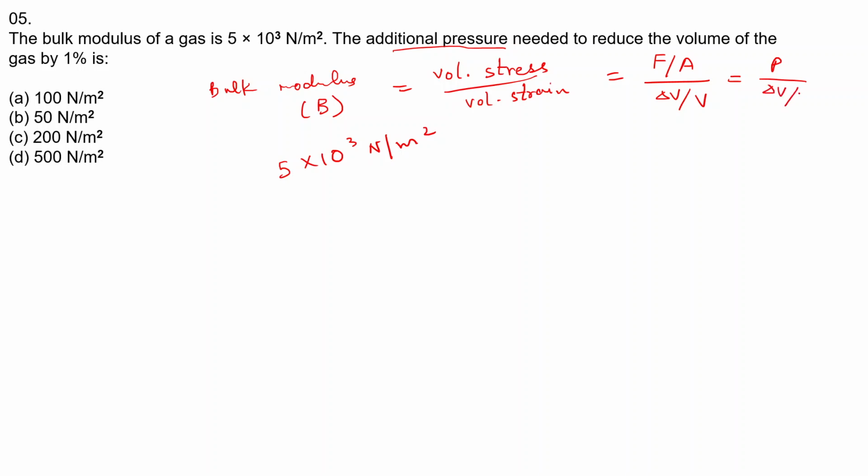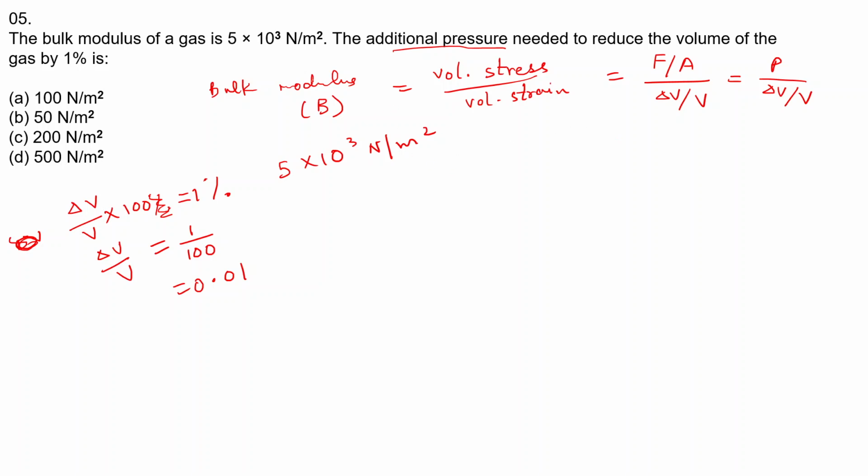So force per unit area is the pressure that we need to find out, and we have been given that the volume of the gas should reduce by 1%. That is the relative change in the volume of this material. We want to know how much pressure we should apply so that the volume of that gas decreases by 1%. That means delta V divided by original volume into 100 is 1%, so delta V by V is 1 divided by 100, that means 0.01.